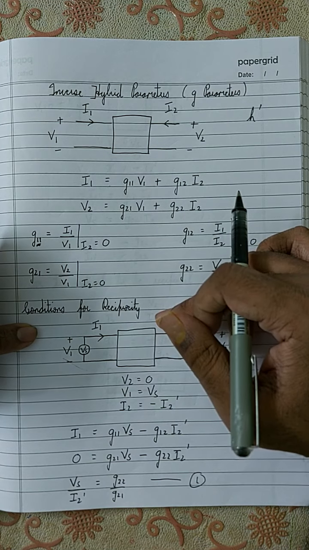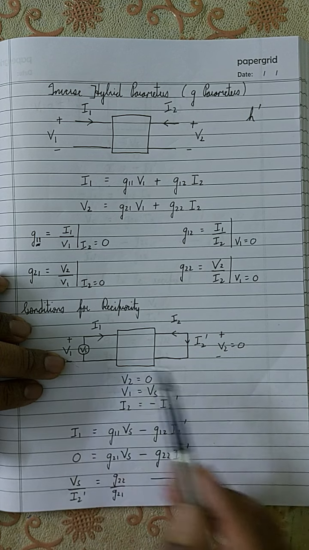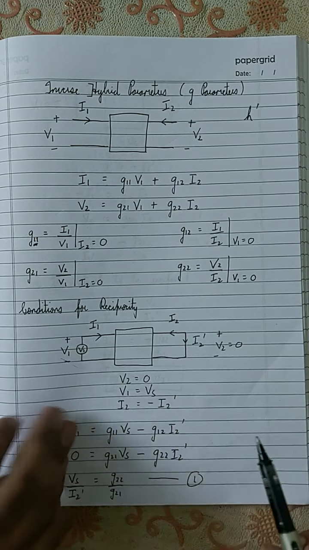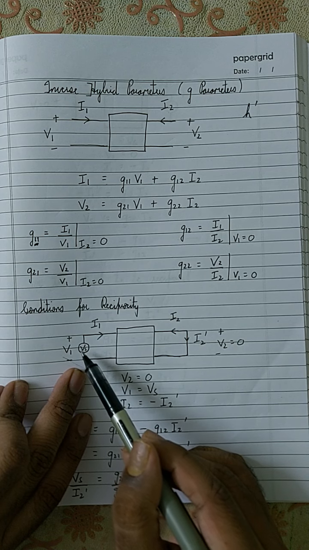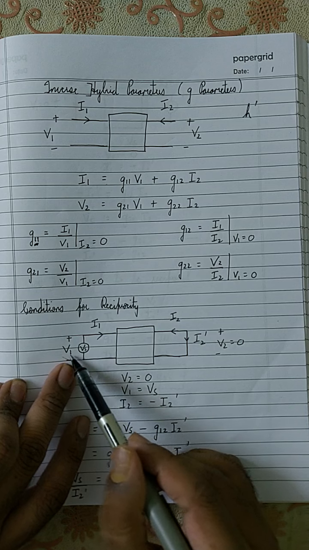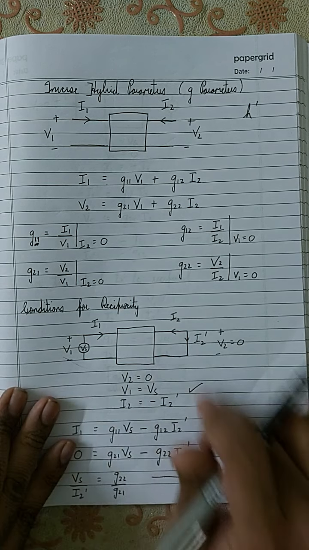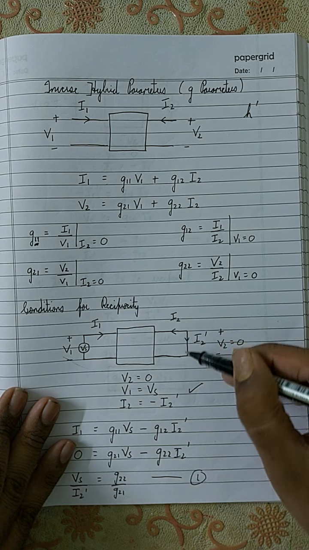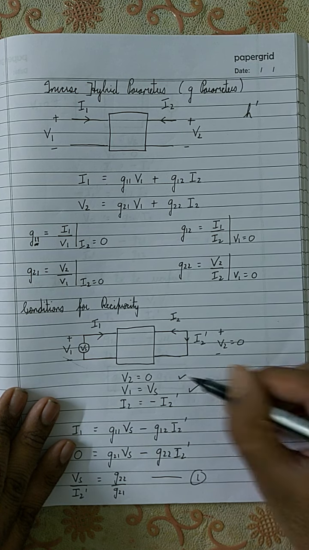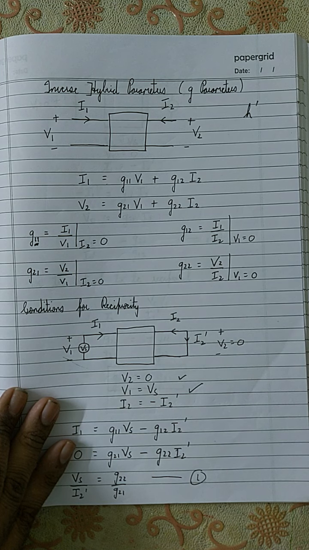So the condition for reciprocity means, in the first case, I apply my excitation to port 1 and I find my response at port 2. So which means my voltage source Vs is applied at port 1. Therefore V1 is equal to Vs, and in port 2 I short them, to find the response. So in that case, V2 is equal to 0, because the same current flows through both ends.